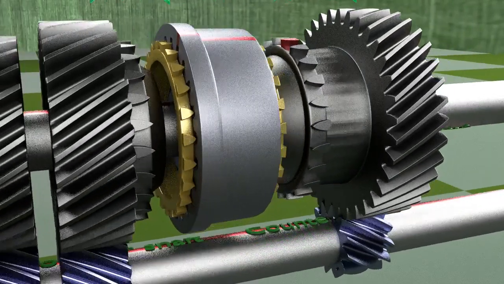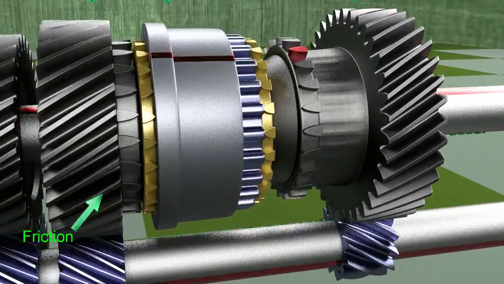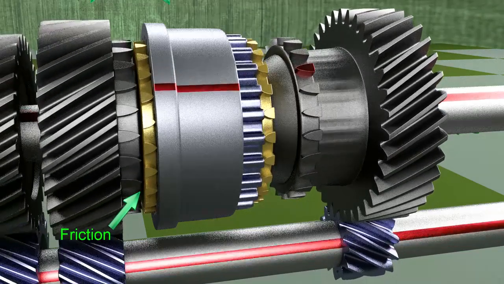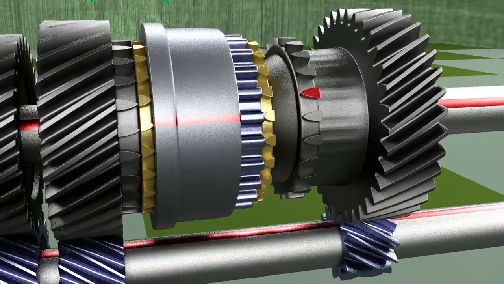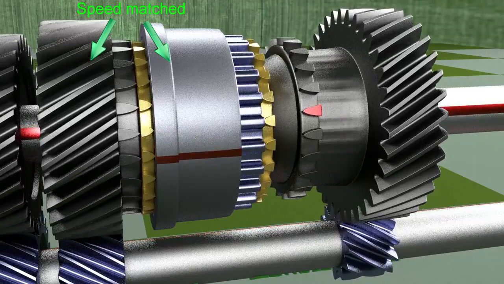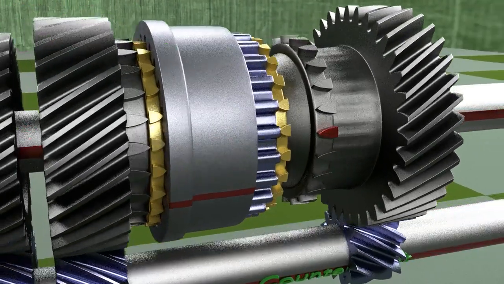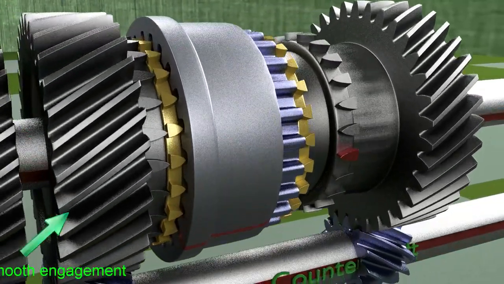Similarly, for the second gear, the friction between the synchronizer ring and second gear causes the speed of second gear to become equal to the shift sleeve, and the shift sleeve is engaged smoothly with the second gear.